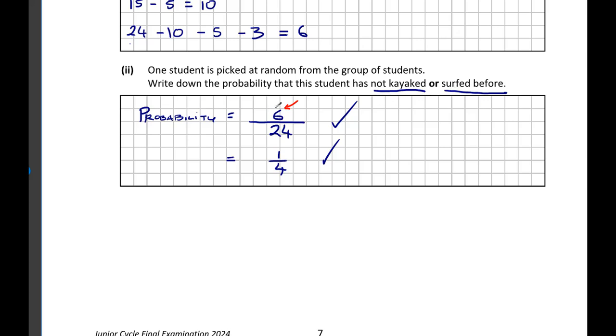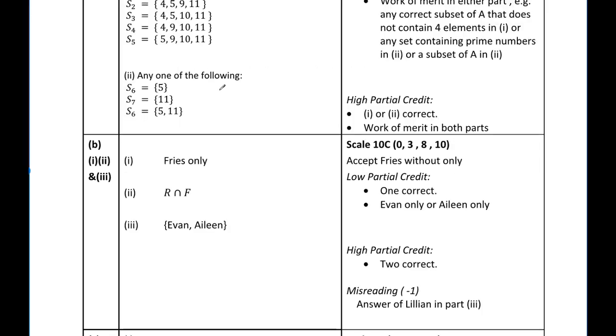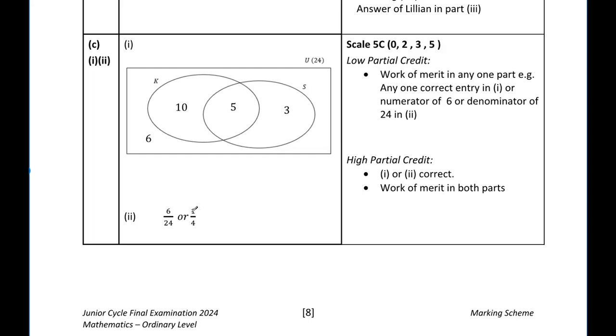And it tells us the total number of people is 24. With a quarter, we don't get any of that information. We don't know the total number of people. We don't know the number of people that didn't kayak or surf. You know what I mean? It just tells us the ratio between them. But actually, this gives us way more information, 6 over 24. Now, I'm going to see what the mark scheme said. Yeah, the mark scheme says 6 over 24 or a quarter.